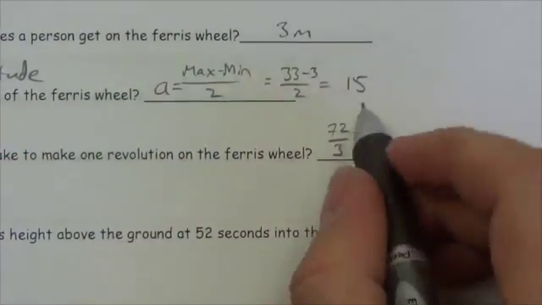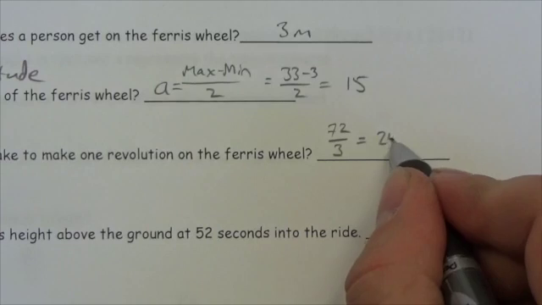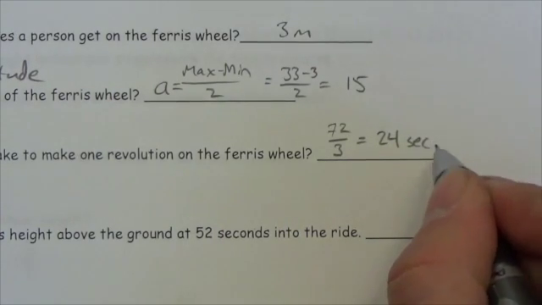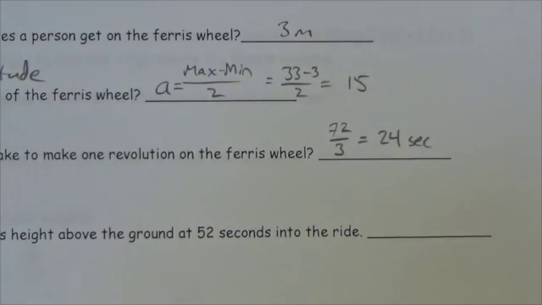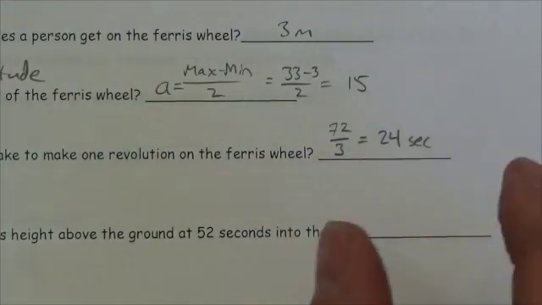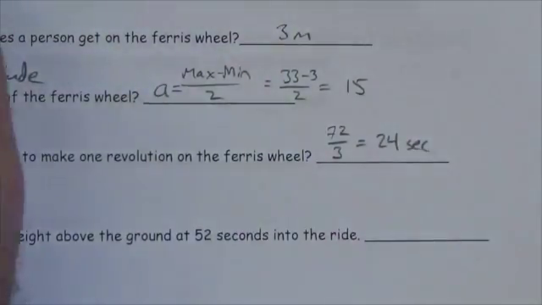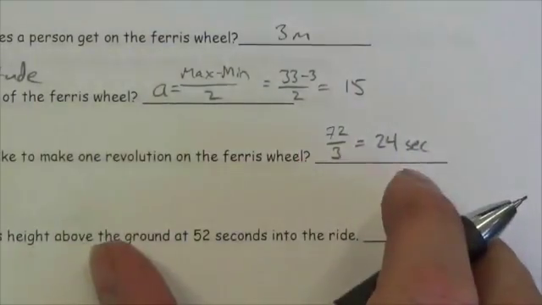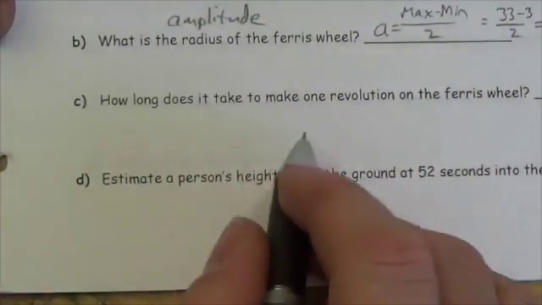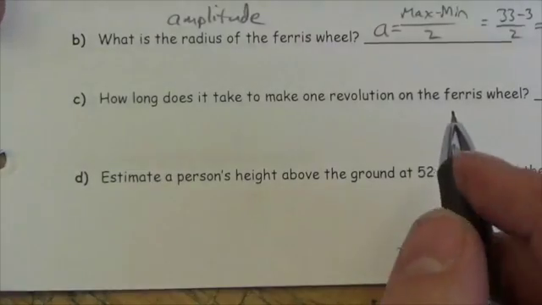Okay, and it turns out 72 divided by 3 is going to be 24. So each one of those rotations is going to be 24 seconds. So that ends up being the period of the graph. Now, knowing that, we can actually come up with the b value for this graph here.